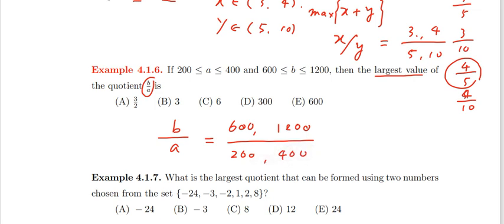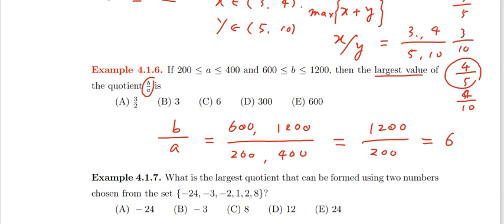So what is the largest B over A? So it's very clear that the largest value should be this number. B chooses this, A chooses this, and so we find this number is 6. So 6 is largest.